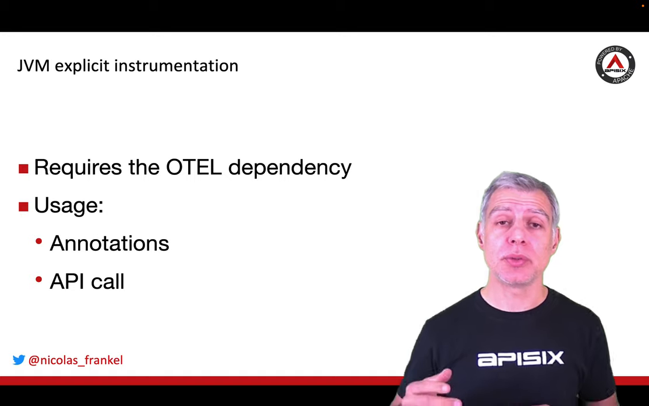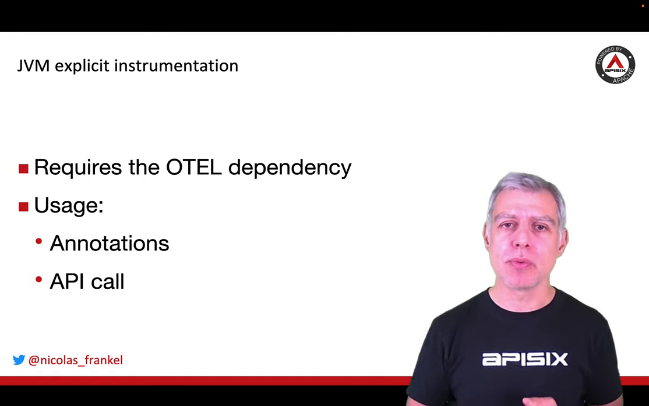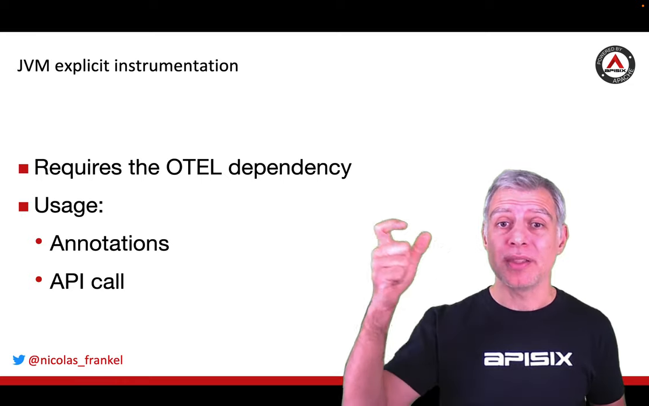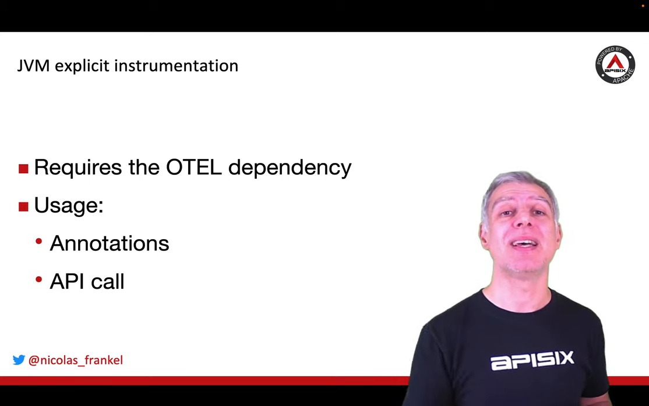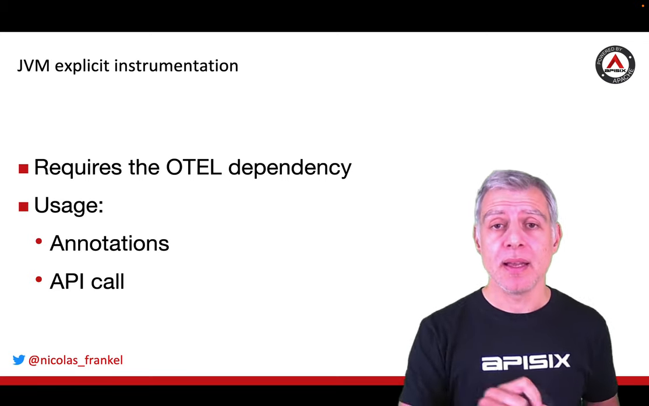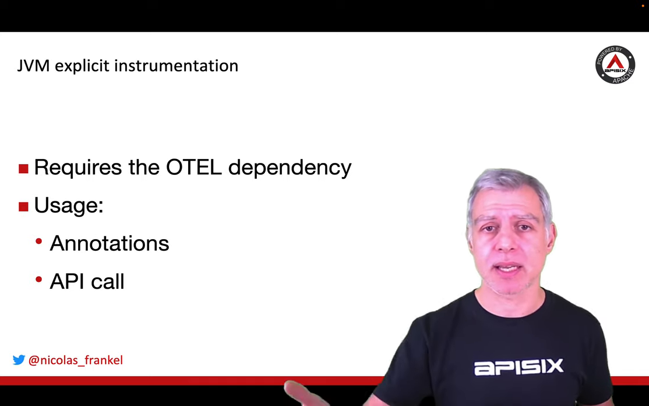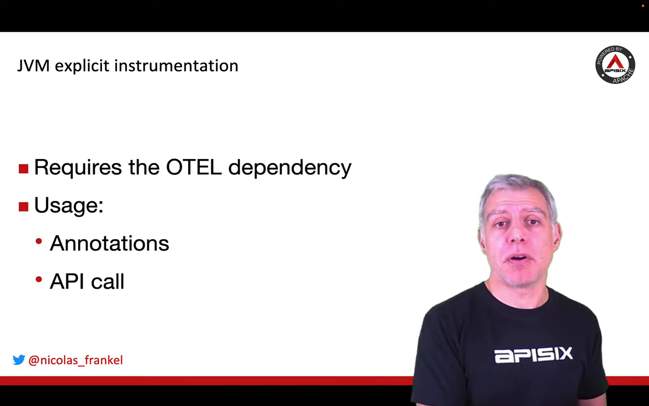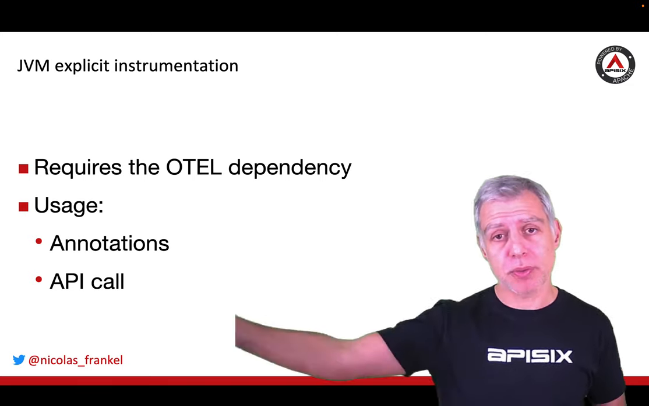Afterwards, you can do more precise, more fine-grained calls through manual instrumentation. It needs an explicit dependency in the application. This time, your developers need to be aware of it. And then there are two ways to do that, either through a regular explicit API call or through annotation. I'm benefiting from Spring Boot, so basically I will use annotation. I will show the code just afterwards.